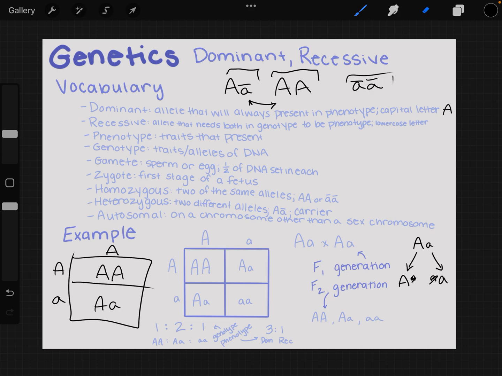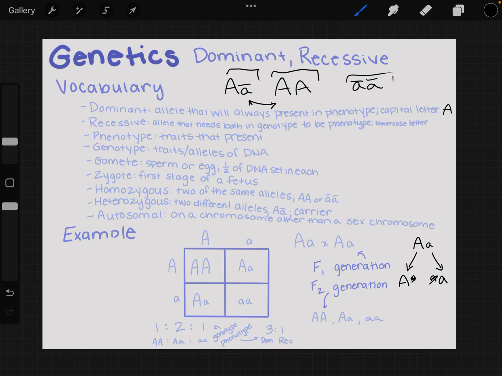But in this case, we are not looking at that. We're looking at two heterozygous individuals. So we know that they can either create a dominant or recessive gamete. And so we put them in a Punnett square, and we can do the Punnett square and bring down the A, and bring over the A, and bring down the little a, and bring over the big A, so on and so forth. And we end up with these genotypes.